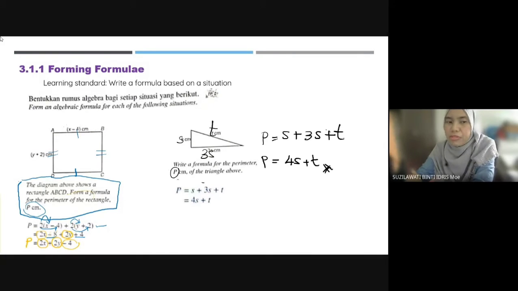So, we already form a formula here. Okay, since the learning standard is to write a formula based on a situation. So now you can understand the situation. After you understand the situation, you form a formula from that. Okay, so thumbs up. Very good.